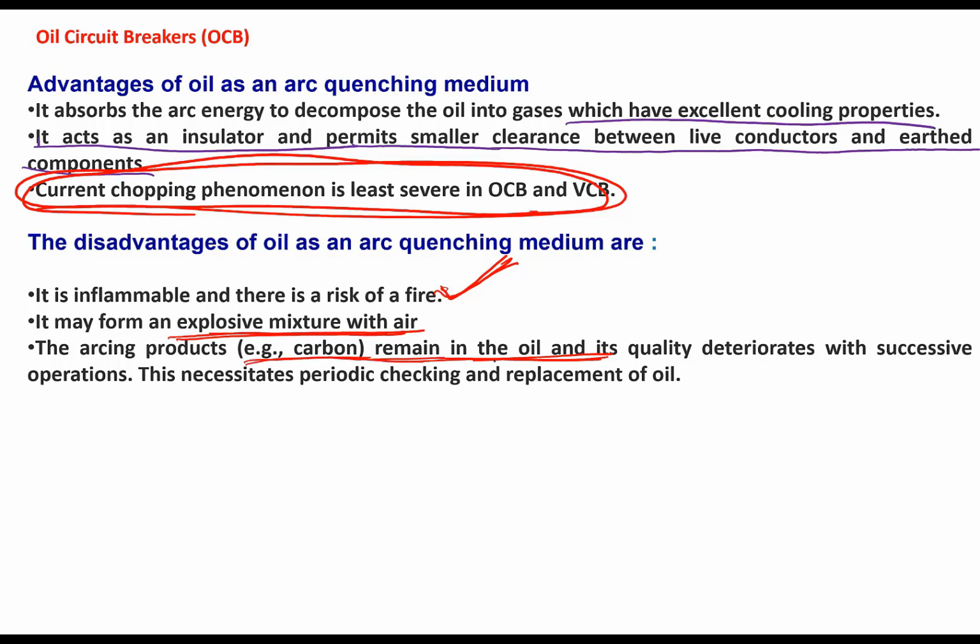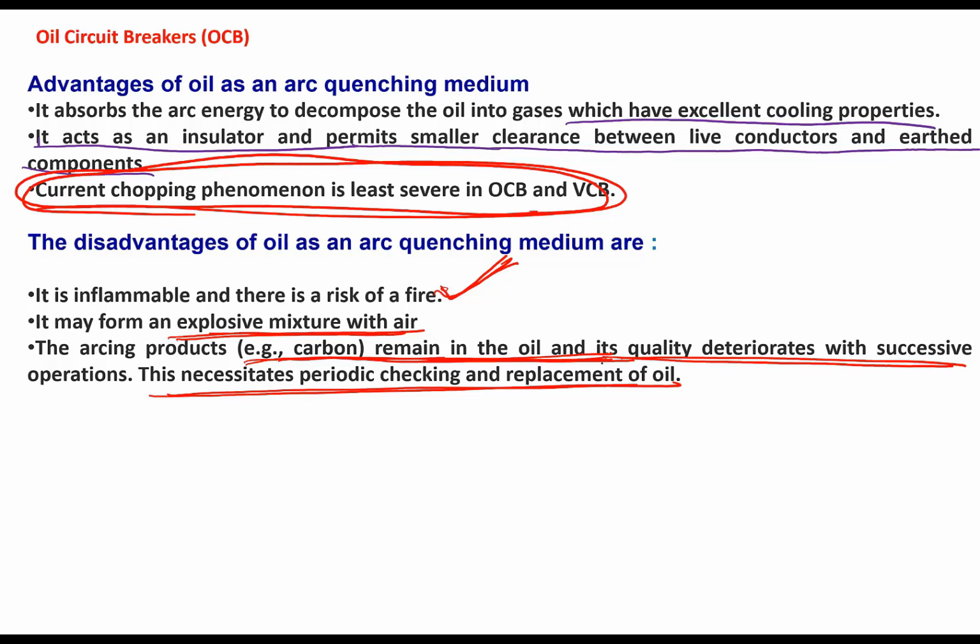So this carbon remains in the oil and it deteriorates the quality of the oil. Understand? So with frequent making and breaking of the oil circuit breaker, the carbon content in the oil increases, which reduces the dielectric strength of the oil. So periodic checking and replacement of oil is required.